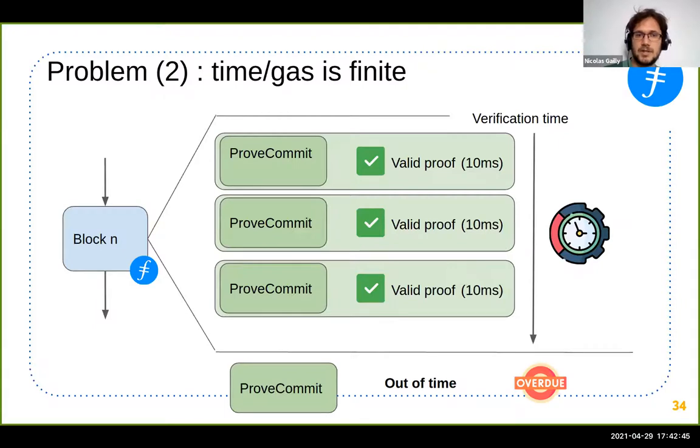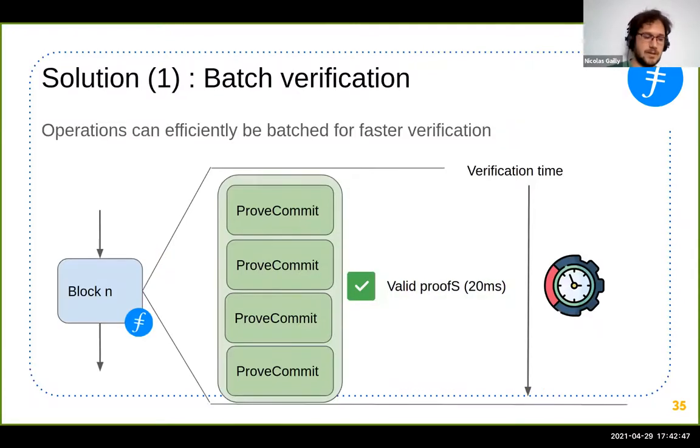So what can we do? What Filecoin is actually doing now is using batch verification. As Anca mentioned previously, we just take all these proofs together and batch verify. So we gain a lot of efficiency there, and we can already put more proof commits on chain.